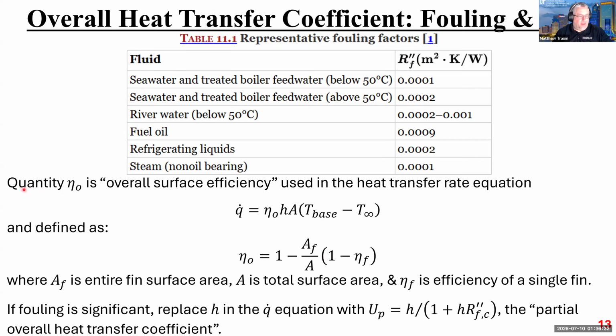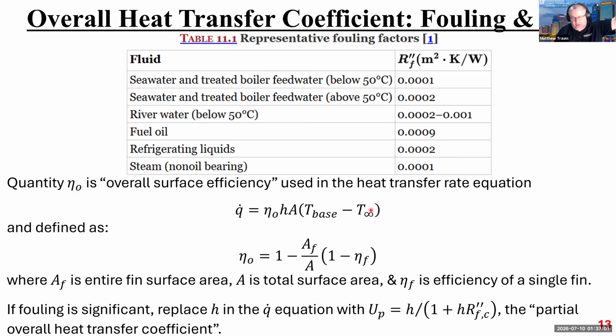Okay. So let's talk a little bit about fins since we've talked quite a bit about fouling. There's this quantity eta naught, which is termed the overall surface efficiency, and it ends up getting used in the heat transfer rate equation, just like we did with fins, where the total heat transfer is equal to this term eta naught times H times A times the temperature difference, where the temperature difference is the base temperature minus T infinity.